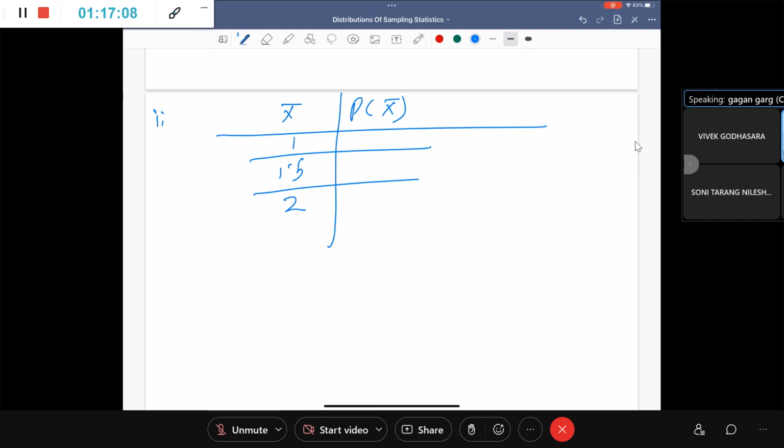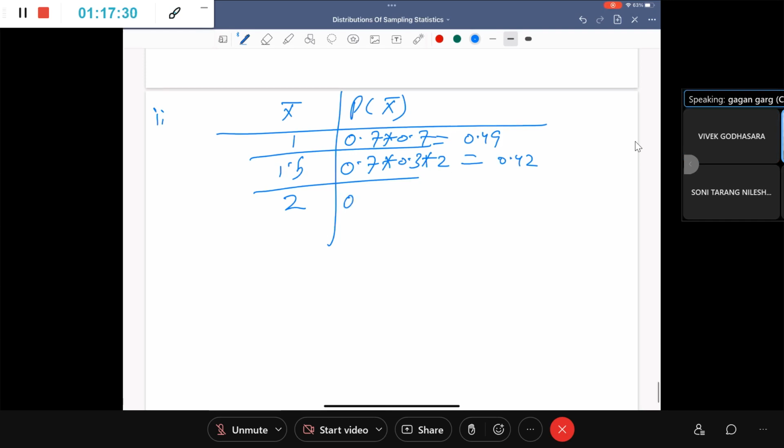So you get a value 1 when both of them are equal to 1: 0.7 into 0.7, it is 0.49. When do you get 1.5? 0.42. Yes, it is 0.7 into 0.3 into 2, so it is 0.42. And you get a 2 when both of them are equal to 2. This is equal to 0.09.